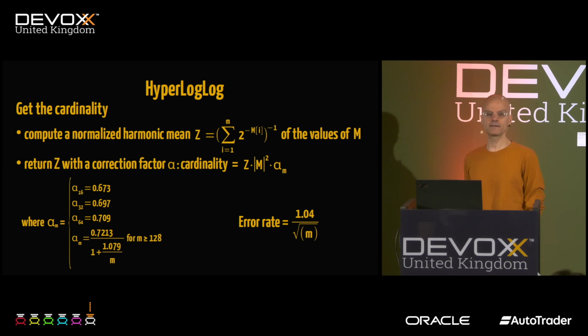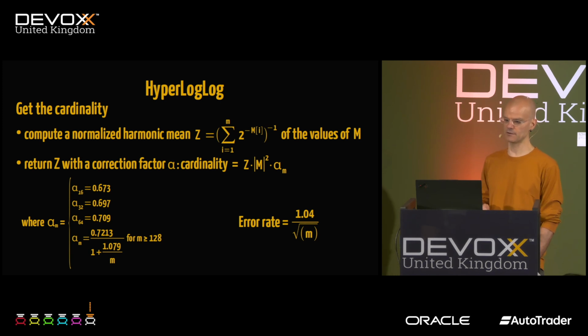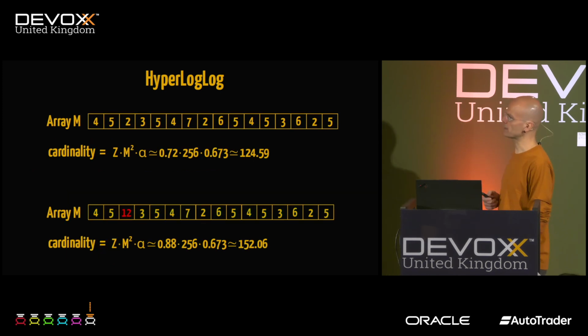So to do that, we use a normalized harmonic mean, which is Z, of the values of the array M. So we computed all those values in the array. We use a harmonic normalized mean, and we apply a correction factor, which is called alpha, which according to the size of the array M has a different value. And we can also compute the error rate given the size of the array. So let's see it in practice.